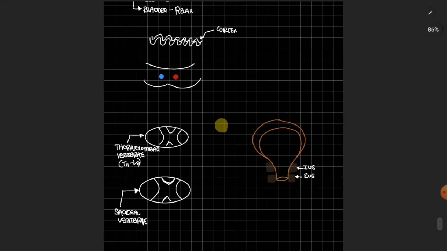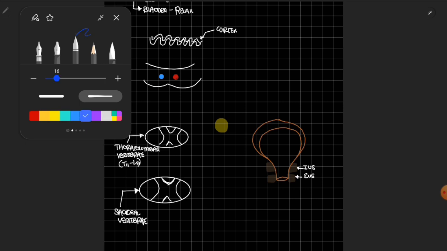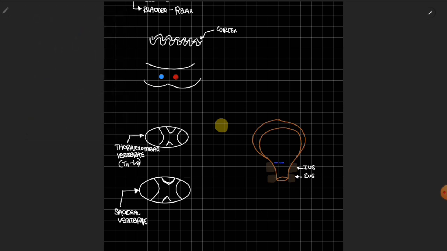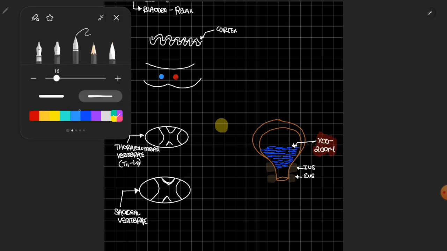Now imagine the bladder is full of urine, let's say 100 to 200 ml of urine. So now it is important to micturate. Let me just draw it. It will look like 100 to 200 ml. So 100 to 200 ml of urine is present, so there is an urge to micturate.